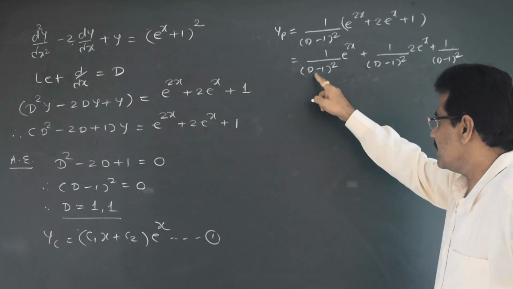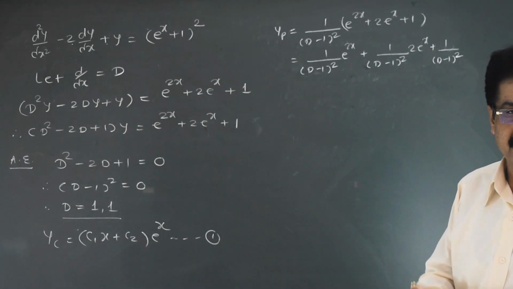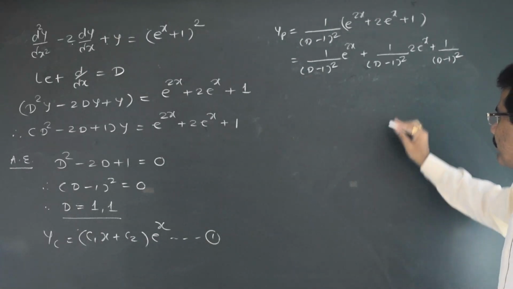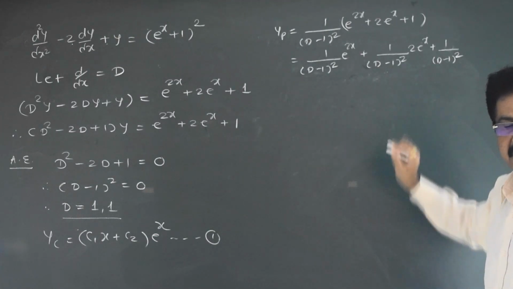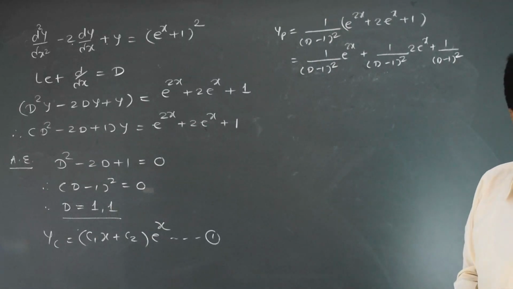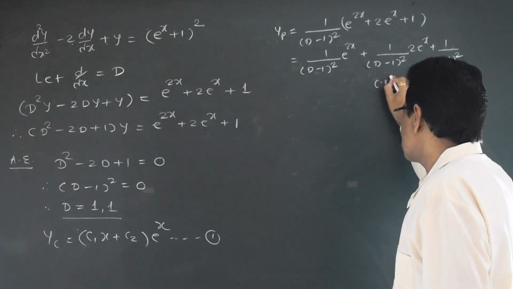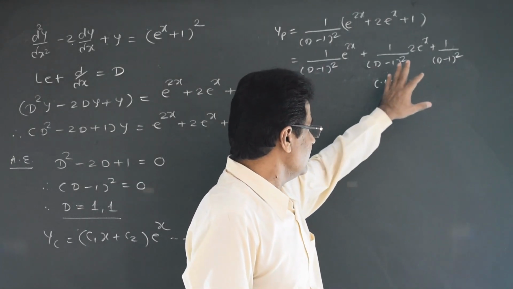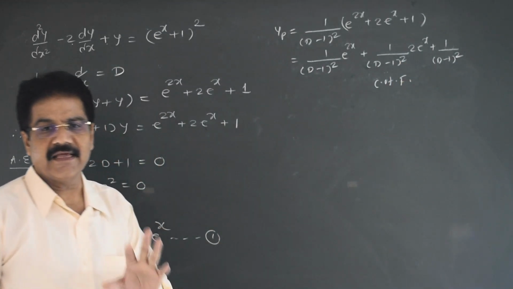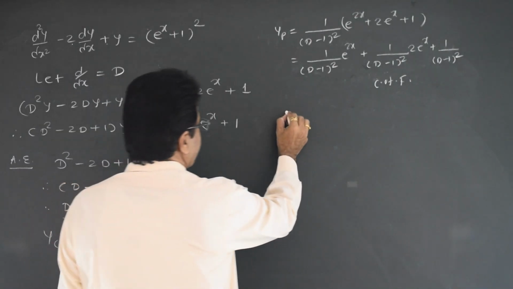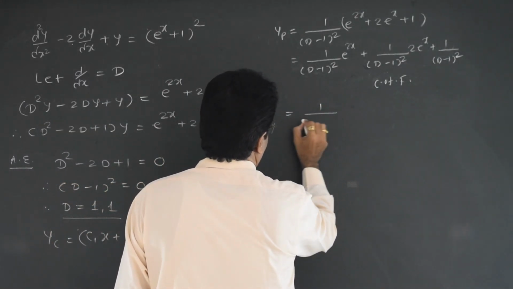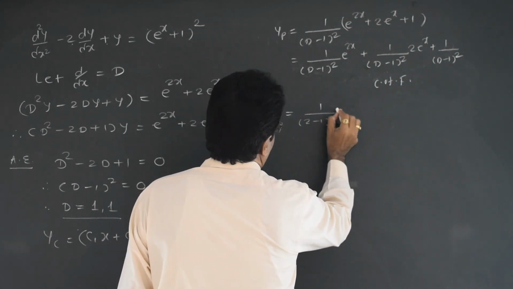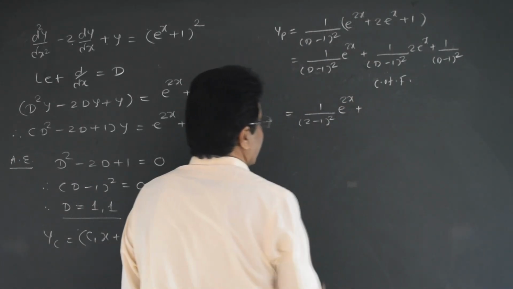So when you replace D by 2, it doesn't make any difference, the denominator is not becoming 0. But as far as this term is concerned, if you replace D by 1, the denominator is 0, and there is a case of failure only for the second term. And that's why I have written below, just to understand that there is a case of failure. So continuing, 1 upon (2 minus 1)² e^(2x) as it is.